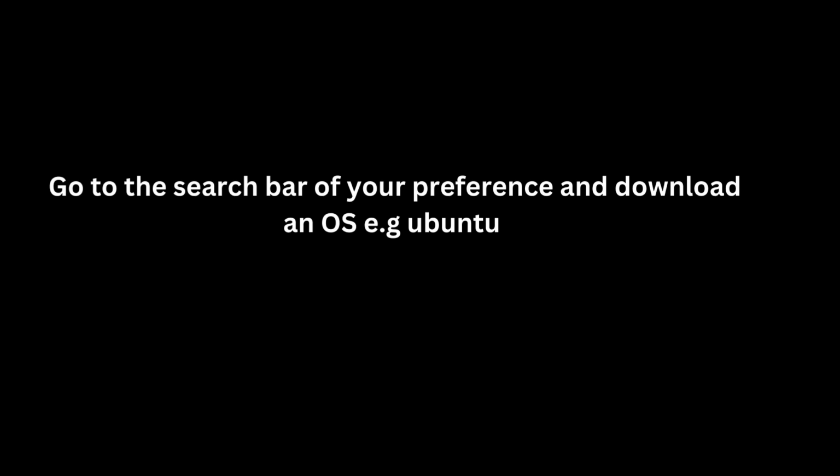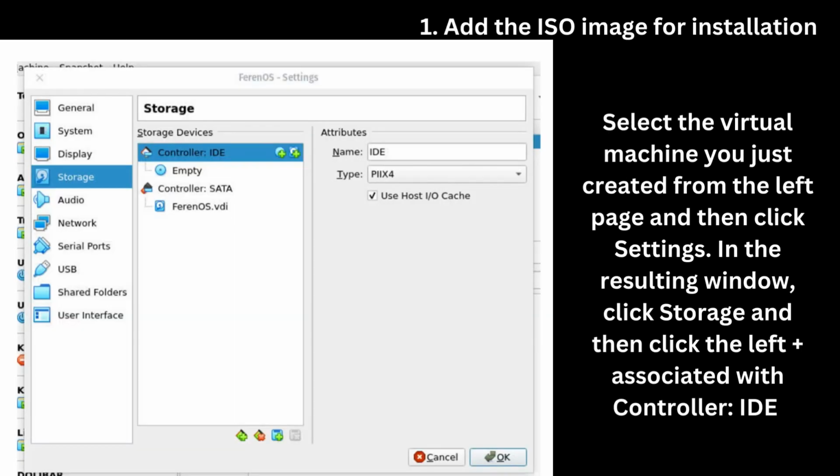Go to the search bar of your preference, which can be Google, and download an OS, which stands for operating system, for example Ubuntu. Add the ISO image for installation.